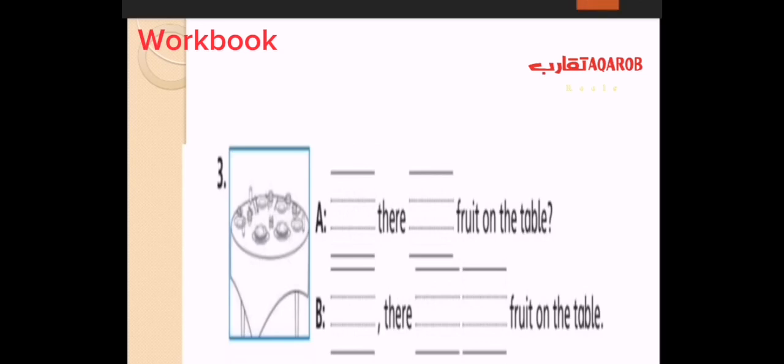Now we will make a question about the fruit, so we will use is. Is there any fruit on the table? No, there isn't. There isn't any. No, there isn't any fruit on the table.